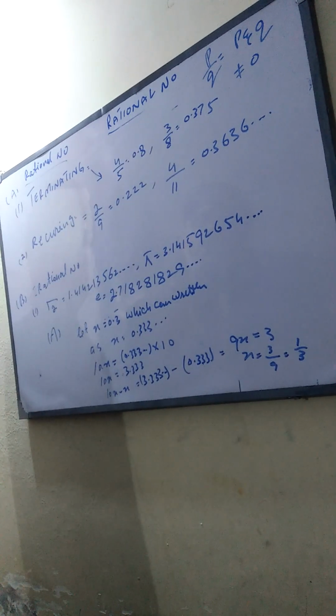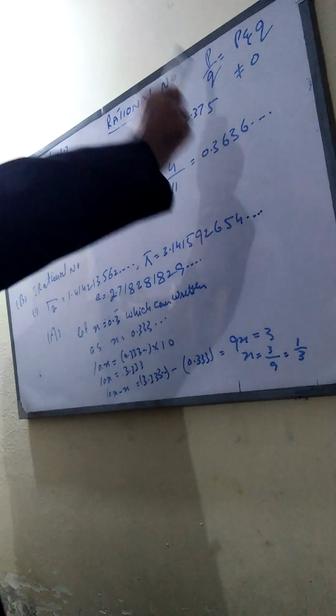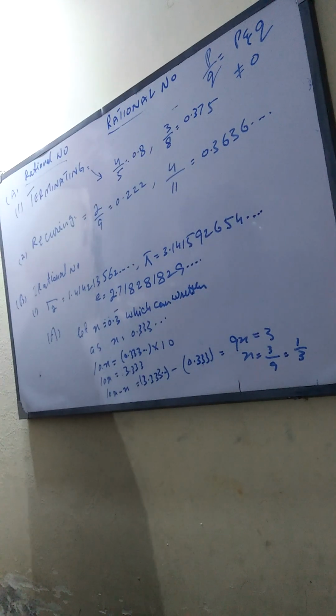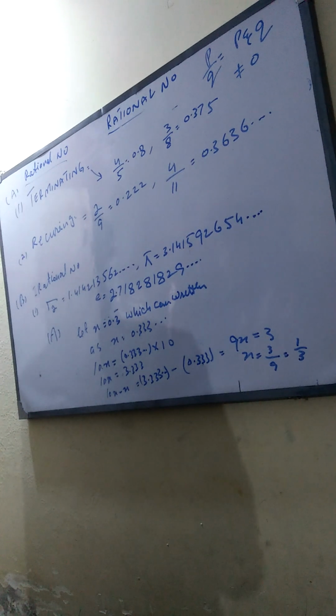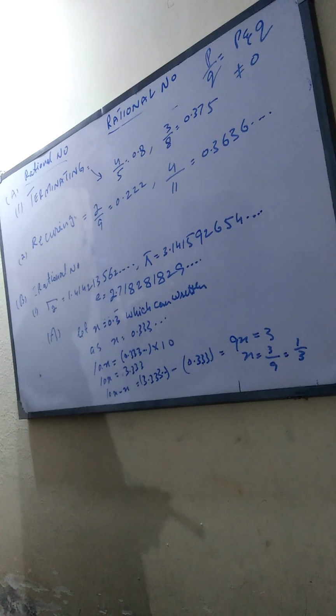Therefore, it can be written in the form P upon Q. All the values which can terminate, those values can be written in the P upon Q form. All the values which can be written in the P upon Q form are called the rational numbers.